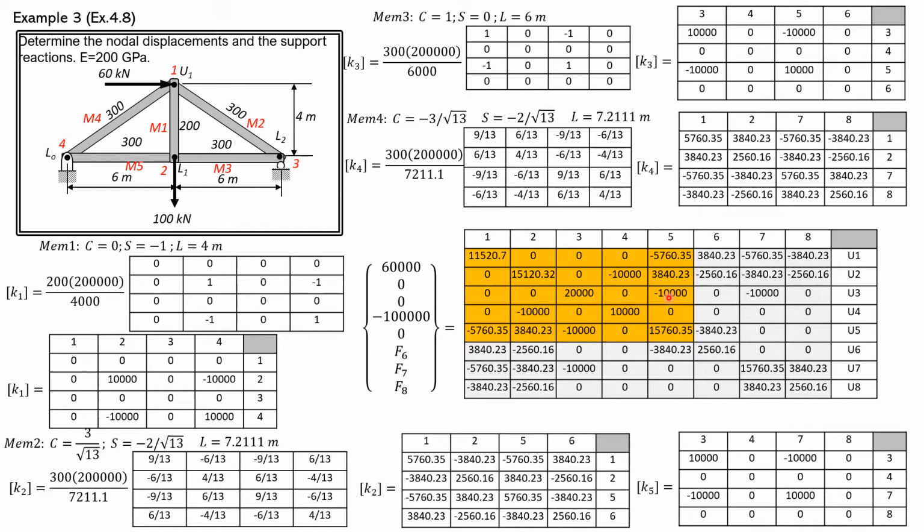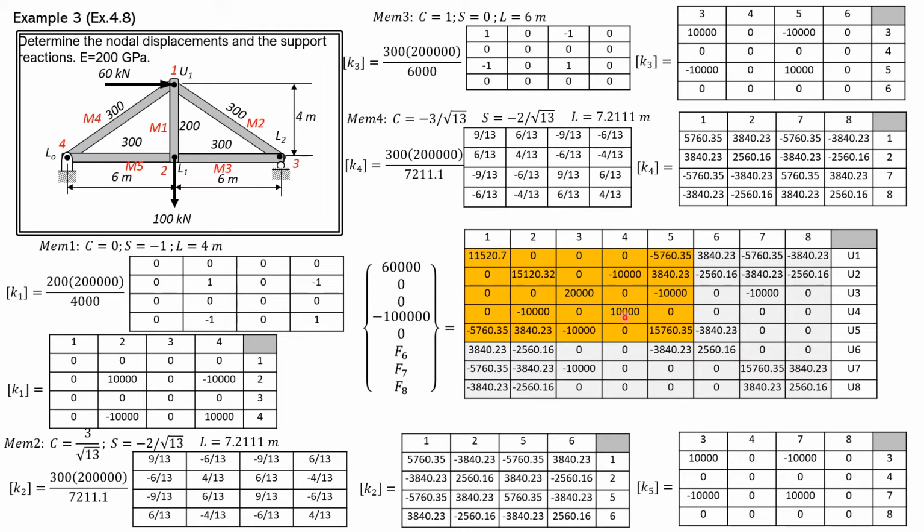Then this is 3, 5. There's none here, none here. Here 3, 5 is negative 10,000. Here none, none. So it's negative 10,000 for 3, 5, and 5, 3 is negative 10,000 also.